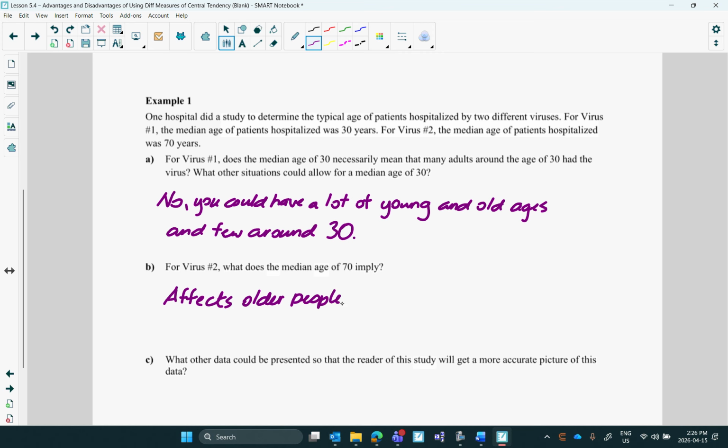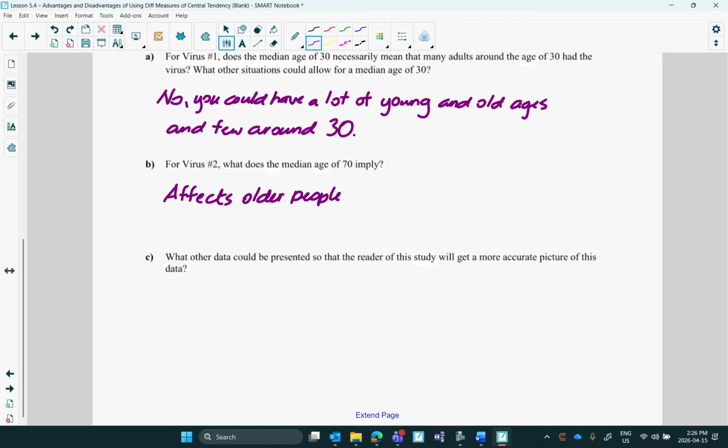Because you can't have a grouping of around 30 years old and then a grouping around 110 years old, because there's just not that big a group around 110 years old. Okay? What else could we represent besides the median to show maybe a better measure of center? Mean? Mean or the mode? Definitely the mean. Okay?